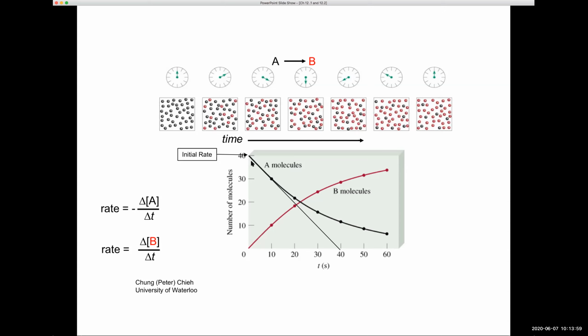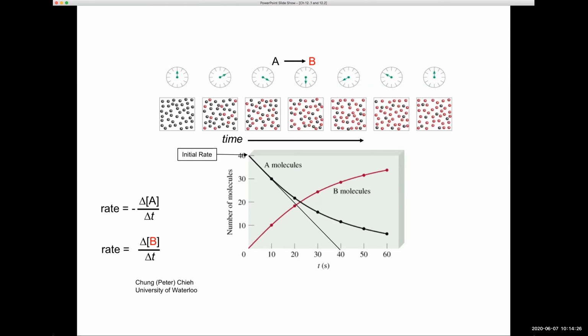And so to calculate this initial rate, we're going to take the change in concentration from the beginning, which is 40 molecules, from the start of this tangent line to the end of this tangent line, and then we'll divide it by the change in time from the end back to the beginning. So we're looking at this delta over here in the equation. The change in concentration is the final concentration.